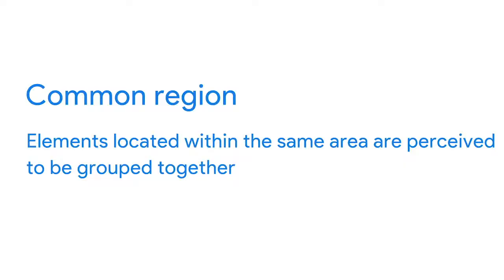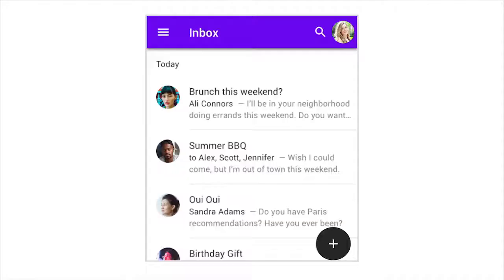Let's examine one more principle, common region. This principle states that elements located within the same area are perceived to be grouped together. Let's think about this principle in our Gmail wireframe. The divider line creates a border around each email, so the subject line, email recipients, and email content appear to be grouped together. Here's the takeaway.